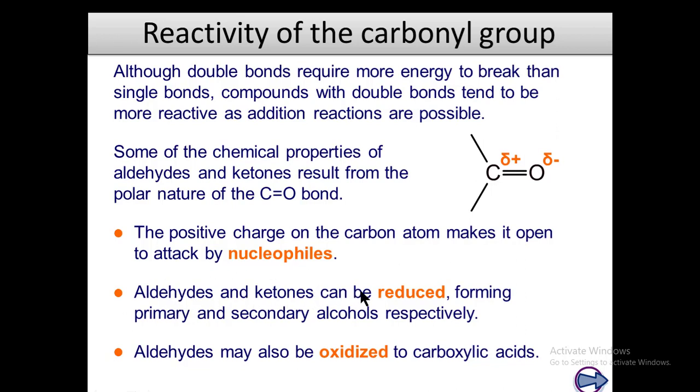Aldehydes and ketones can be reduced, forming primary and secondary alcohols respectively. Aldehydes are usually converted into primary alcohols, while ketones are converted into secondary alcohols. The reaction is known as reduction. Various reducing agents are used to convert carbonyl compounds into alcohols. And the next characteristic reaction of aldehydes and ketones is oxidation, especially of aldehydes. Aldehydes are easily oxidized into carboxylic acids. However, ketones need vigorous conditions.